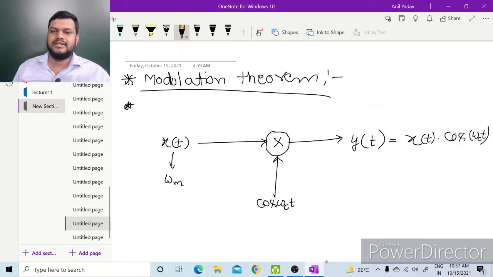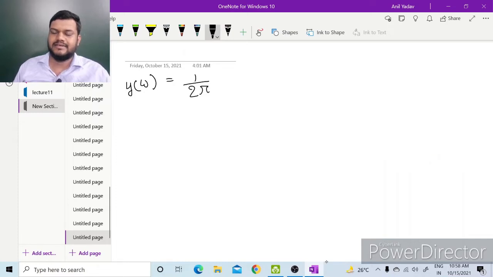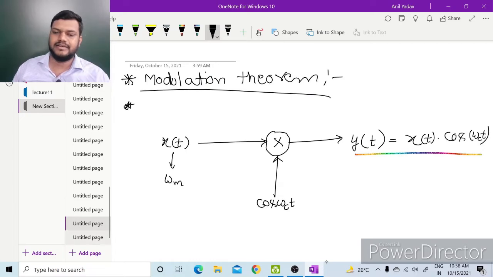So let us see the modulation theorem. Consider a baseband modulating signal x(t) with maximum frequency omega m. The signal is multiplied with a high frequency carrier signal cos omega c t to generate the output modulated signal y(t). So this y(t) can be written as x(t) multiplied with cos omega c t. Multiplication in time domain is convolution in frequency domain. So Y(omega) we can write as 1 upon 2 pi.